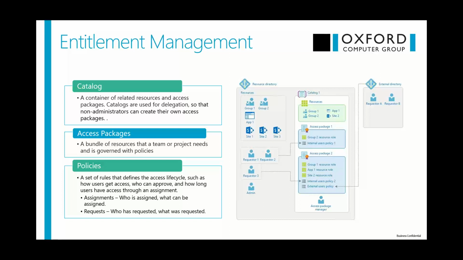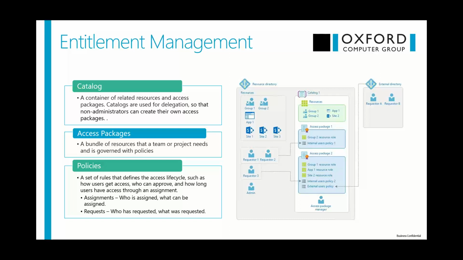Inside of a catalog, we will have resources and access packages. An access package is a bundle of resources that a team or a project needs and is governed with policies. Policies are a set of rules that define the access lifecycle, such as how users get access, who can approve, how long users have access through an assignment. Assignments are who is assigned, what can be assigned, and requests, who has requested access and what was requested.